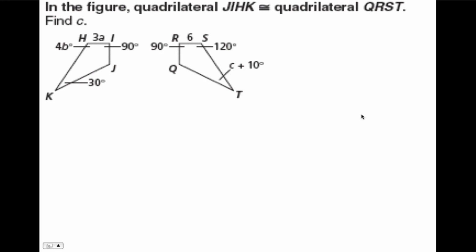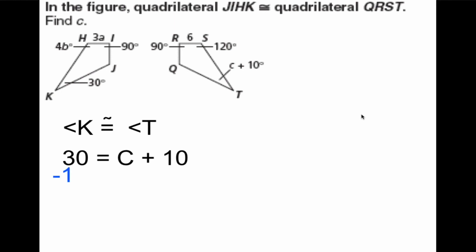C is inside angle T. We can see here that angle T measures C plus 10 degrees. And since angle T corresponds to K, this can help us write a little equation. So I'm sure you can figure it out right now, right? We can see that angle K is congruent to angle T. Angle K equals 30 degrees, so 30 degrees equals C plus 10. Now, this is a simple one-step equation. We'll subtract 10 on each side, and we find that 20 degrees is the measure of C, right? Because 20 plus 10 makes 30.